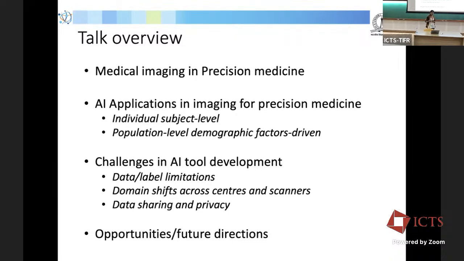The main things that I'm going to discuss are data and label limitations, mainly from a medical imaging perspective, and domain shifts across different centers and domains, for example, from different scanners and different hospitals, and also data sharing and privacy. The third is especially important because medical data is very sensitive in nature. Finally, I would finish up with the opportunities and future directions currently available, the major things I could think of in precision medicine.